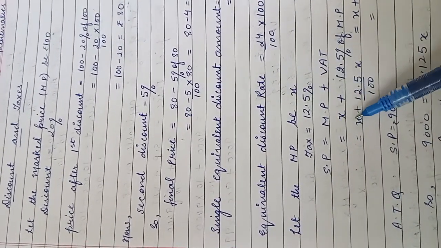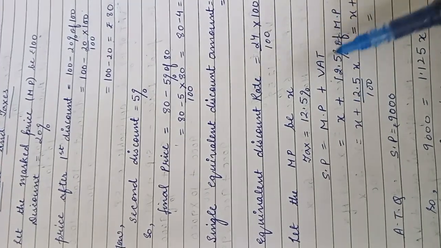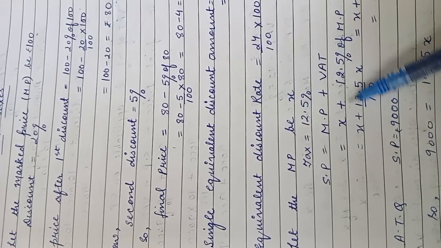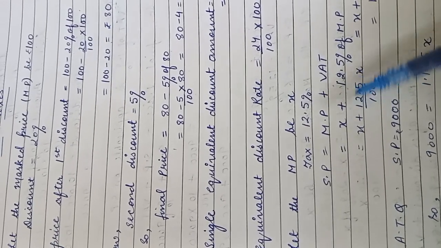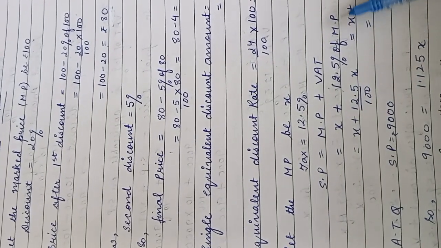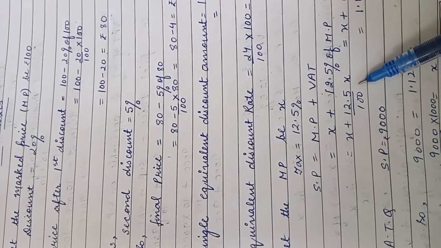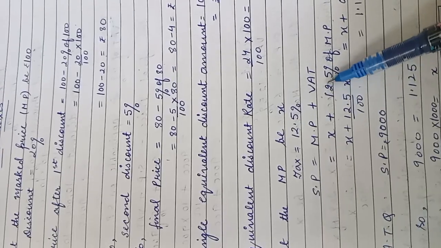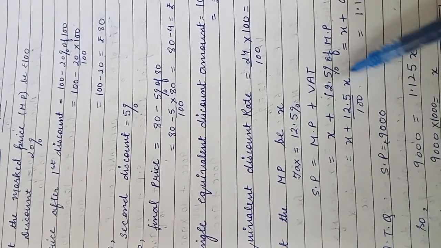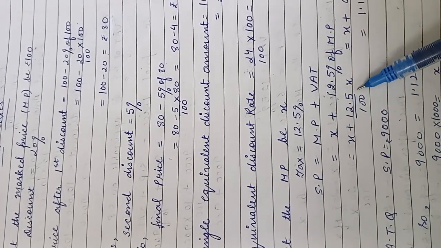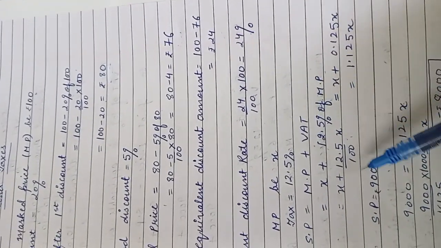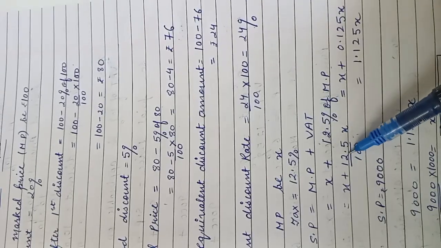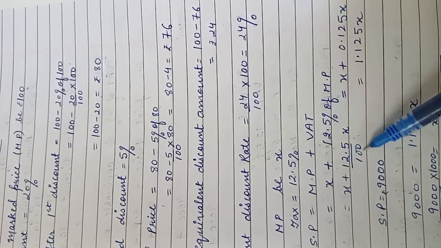So marked price is x plus 12.5%. This will be added. Yes, it is a tax, so it will be added, plus 12.5% of marked price, that is x. Okay, now after solving this, that is x plus 12.5 divided by 100, multiply by x. x plus, we have changed into decimal. So this will be 0.125, because there are two zeros.